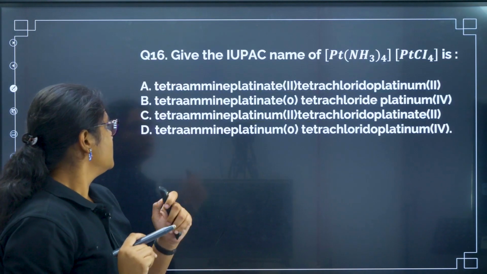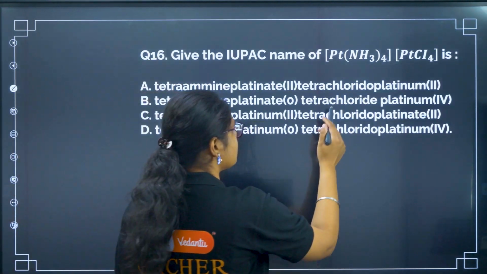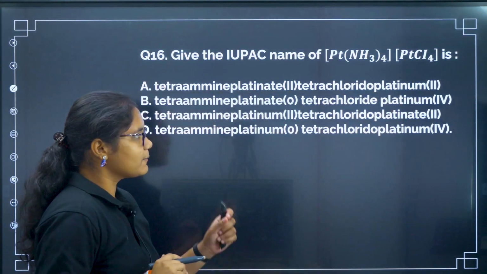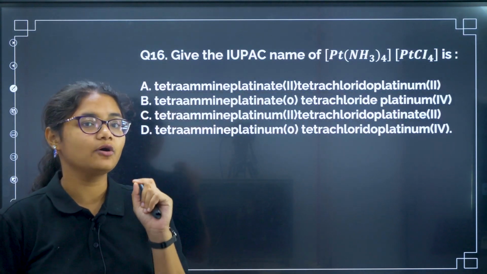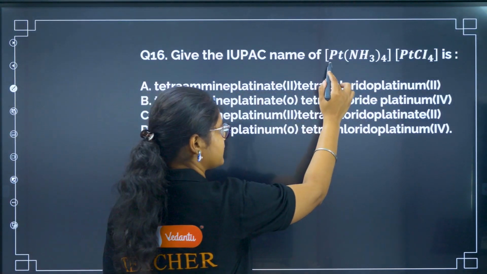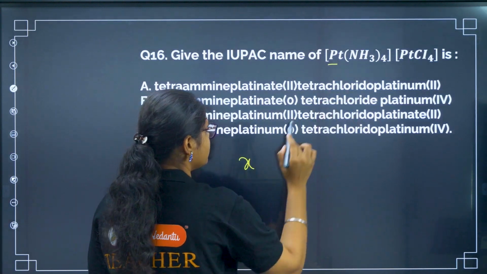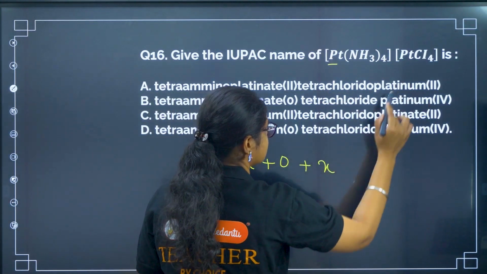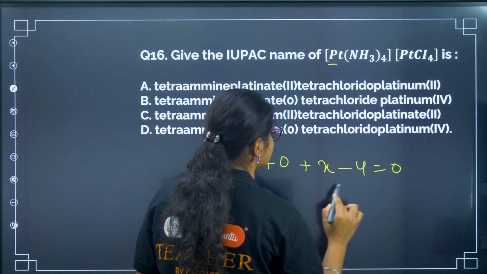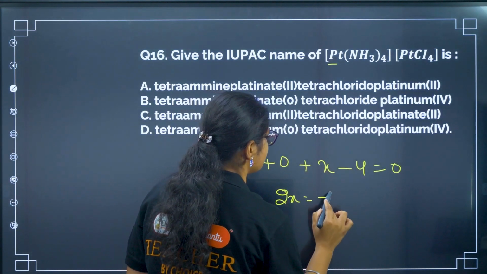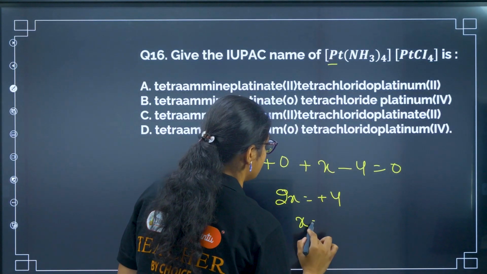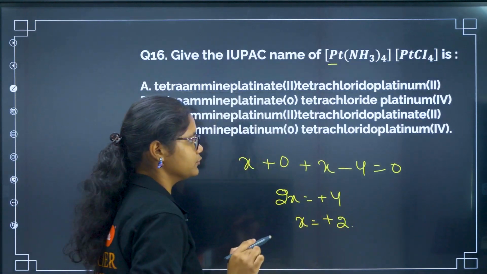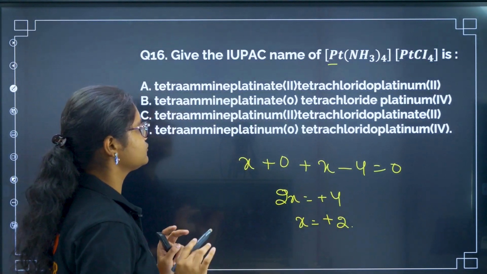Okay. Next, again IUPAC name of the compound. Okay, in this type of question, it is a little tricky to find the oxidation state. Let the oxidation state of platinum be x. Ammonia is neutral, so 0. Then again this is x. This is -4, equal to 0. So I can write 2x is equal to +4. So x is equal to +2. So I can say platinum is in +2 oxidation state.